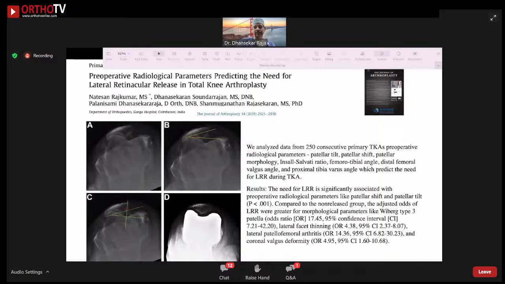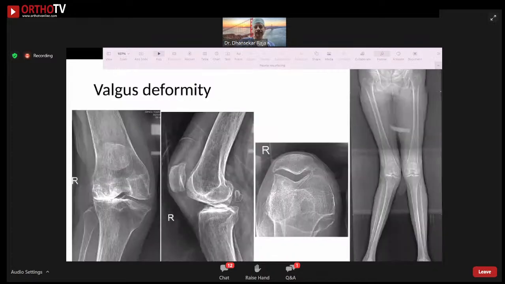Based on this assessment of the preoperative patellar characteristics, we studied around 250 consecutive total knee replacement patients, and the patellar anatomy was studied, and the factors predisposing to lateral retinacular release were studied. So if you have a valgus knee, a type 3 patella, or a lateral tilt or lateral shift, these are the conditions where you will need a lateral release. This was statistically significant. If you have a valgus deformity, the lateral retinaculum is always tight. Once you do the TKR and balance your knee, if the lateral retinaculum is tight, we have to do a lateral retinacular release. So valgus deformity.